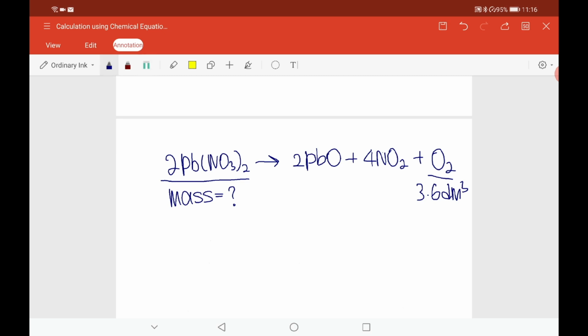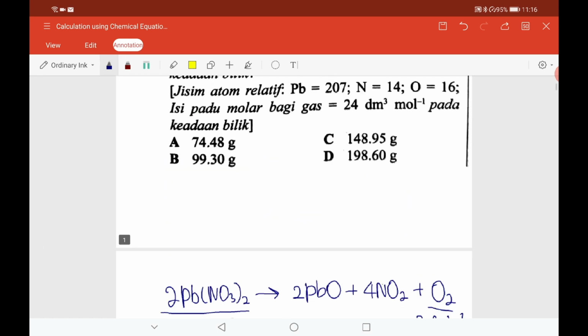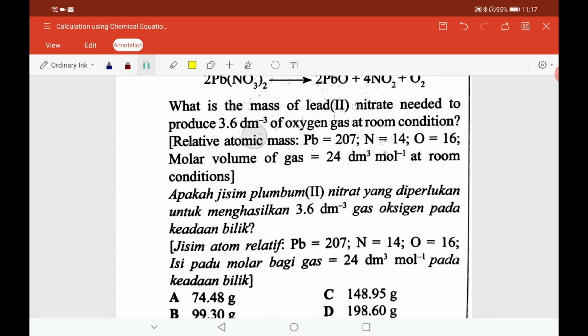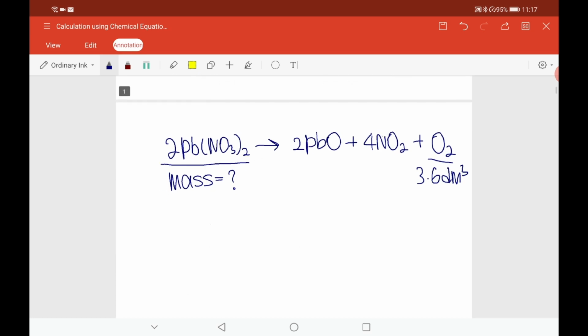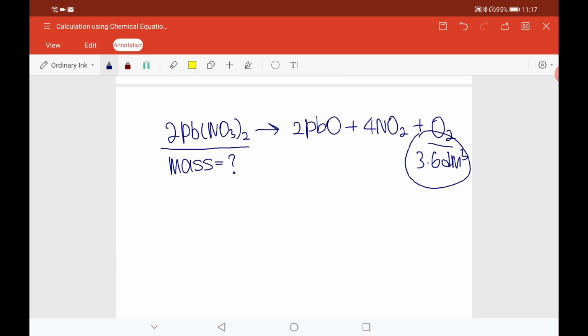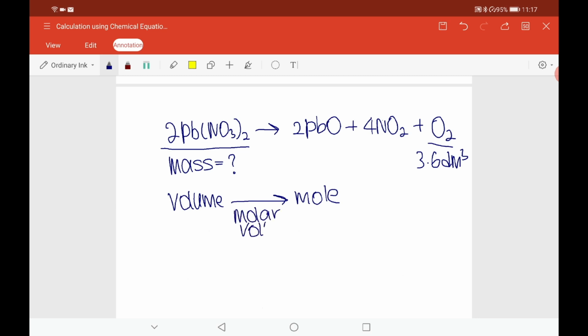After that, when you come to chemistry calculation, always start with mole. Always start your chemistry calculation with mole. So we can find the mole for the oxygen here first. 3.6 dm cube, dm cube is volume. So we have volume, and we have to convert the volume to mole first. We learned in lesson number 2 that volume and mole can be converted using molar volume. To convert volume to mole, we use molar volume.